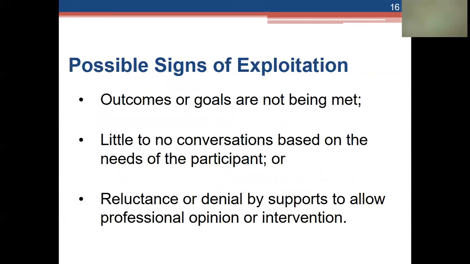How can you spot exploitation? The outcomes or goals of the participants are not being met, there is little to no conversation based on the needs of the participant, or there may be reluctance or denial by supports to the participant to allow professional opinion or intervention. If you suspect exploitation, this too will require a critical incident report and also referral to APS and CPS. Also note that those who exhibit behaviors like these and earlier ones we've discussed can be indicators of those committing fraud, whether intentionally or in a negligent manner.